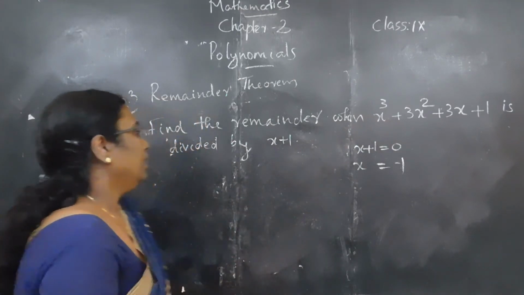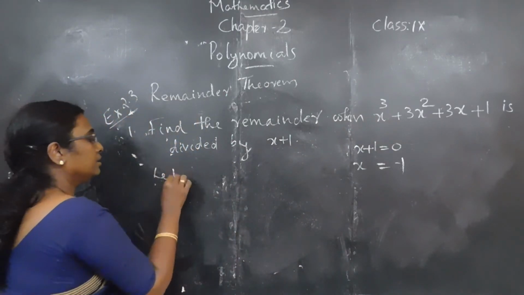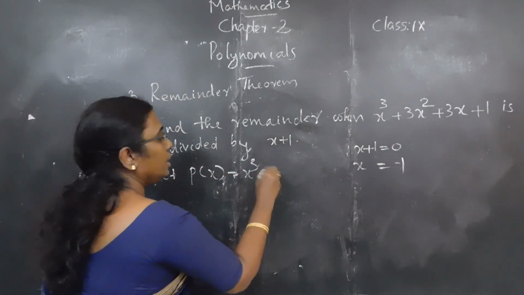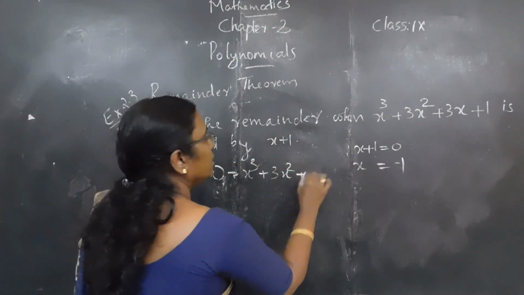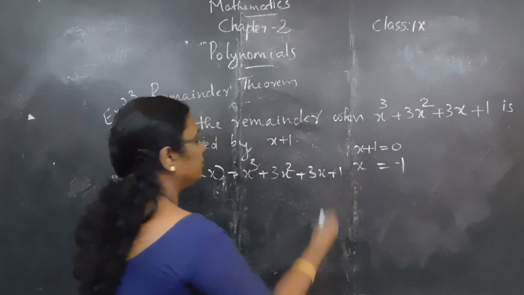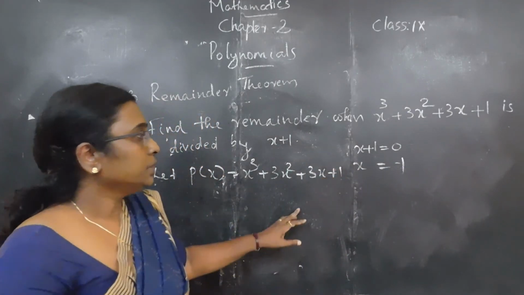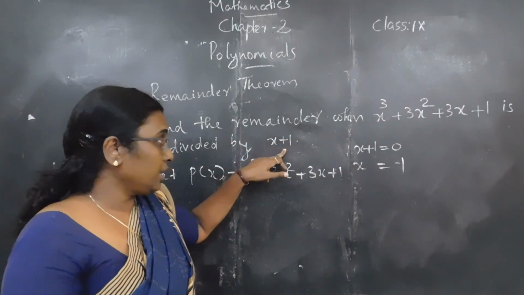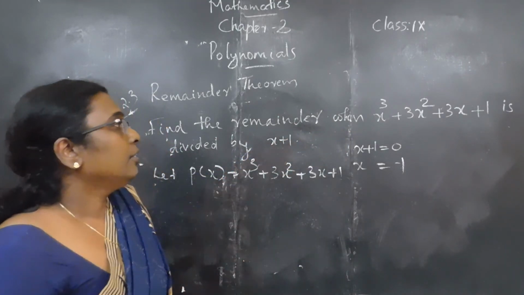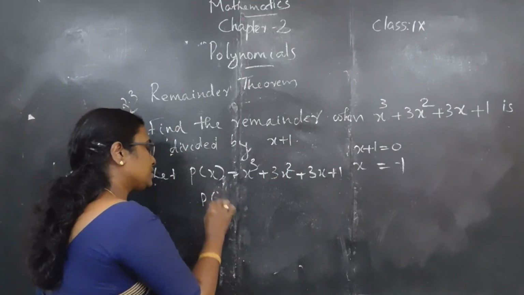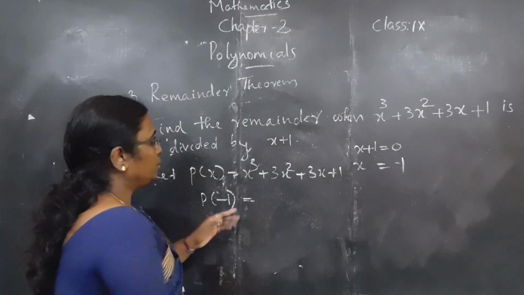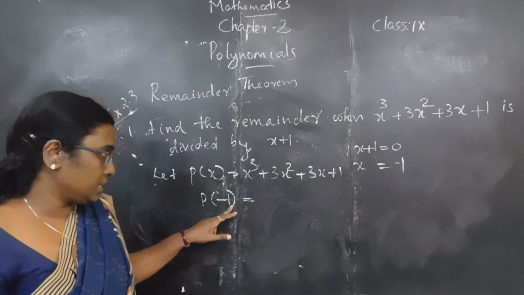So, in order to find the remainder of this polynomial when it is divided by x plus 1, consider this polynomial to be P(x). Let P(x) equal to x cube plus 3x square plus 3x plus 1. If this polynomial is divided by the linear polynomial x plus 1, we find P(minus 1). The remainder will be P(minus 1).